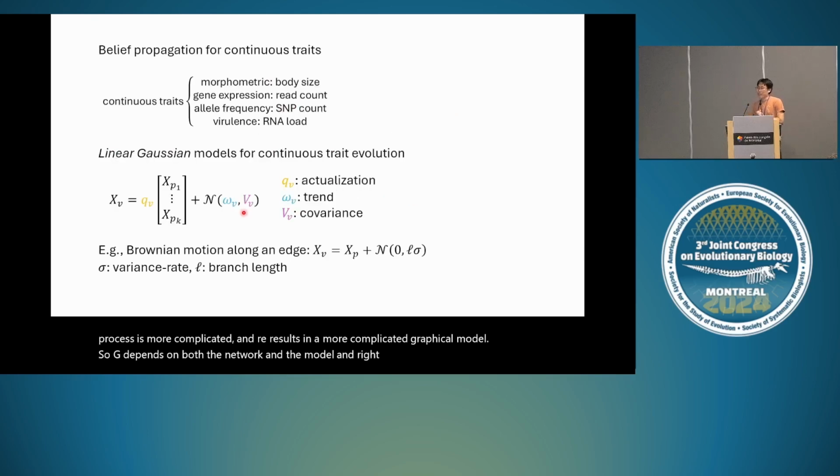Right, so far I've talked about an abstract framework, but what are some concrete steps towards implementation? I'm currently working on software that applies this framework to the continuous trait setting. Continuous traits are widely studied, so I've given some examples here. Our current prototype models continuous trait evolution using linear Gaussian models. This is the case where the child state depends linearly on the parent states, and then you have some Gaussian noise that's independent of their states. And this basically captures most of the Gaussian trait models that you may be familiar with.